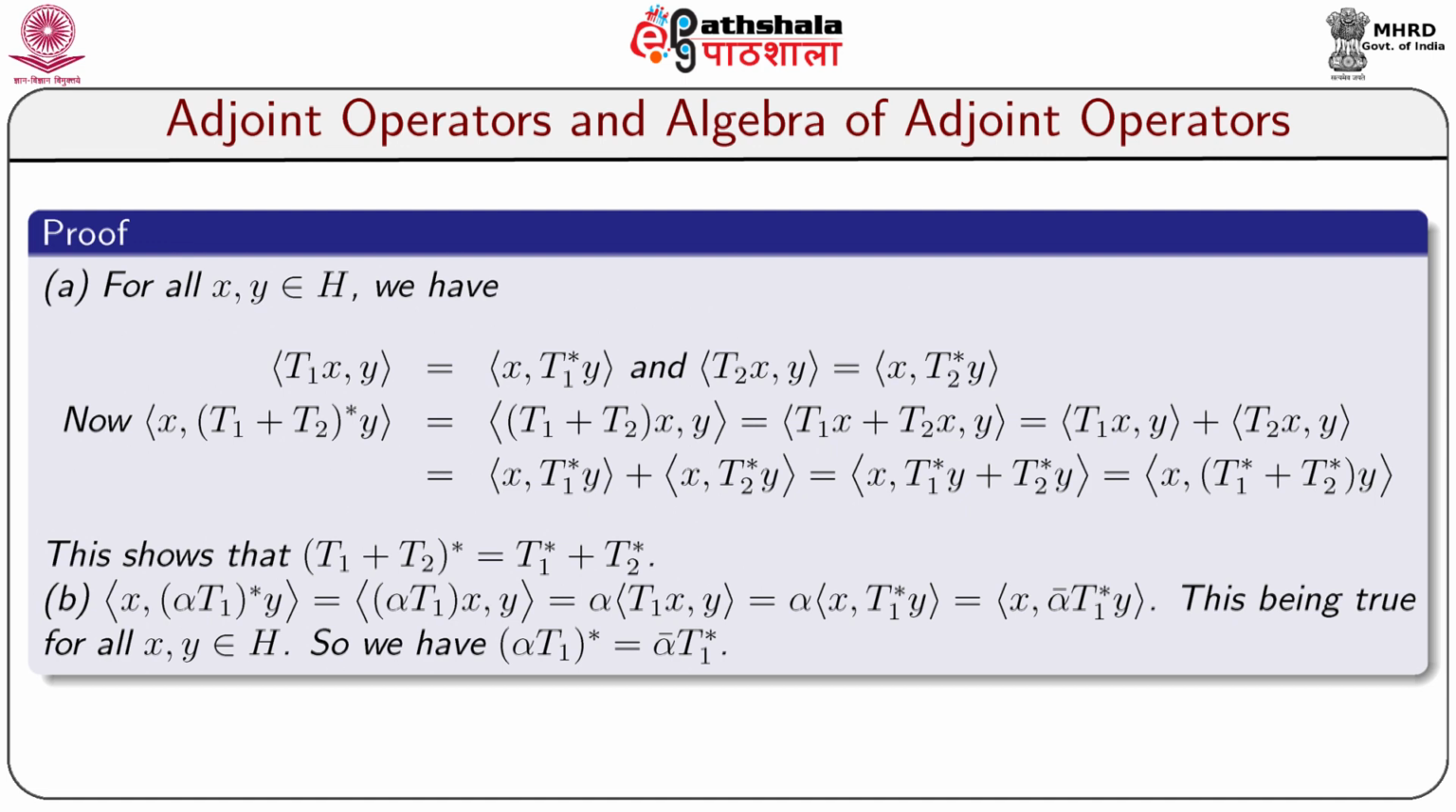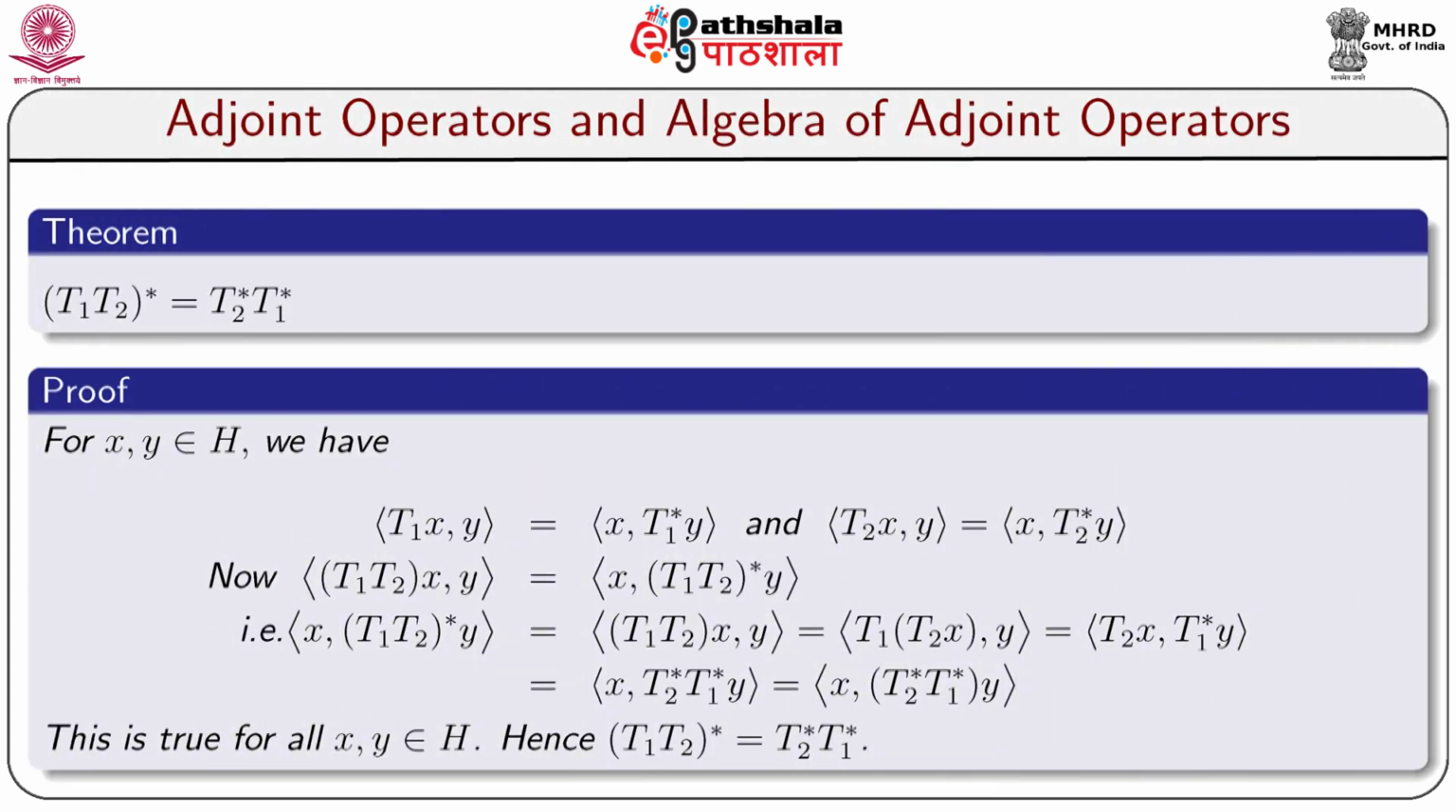For the second part, inner product (x, (alpha T1) star y) equals inner product (alpha T1 x, y), which is equal to alpha times inner product (T1 x, y), which is equal to alpha into inner product (x, T1 star y), which is again equal to inner product (x, alpha bar T1 star y). This being true for all x, y belonging to H, we have (alpha T1) star equals alpha bar T1 star.